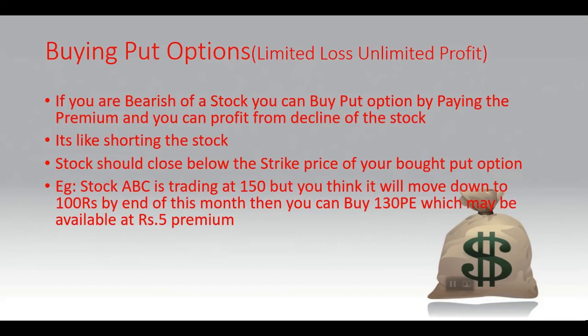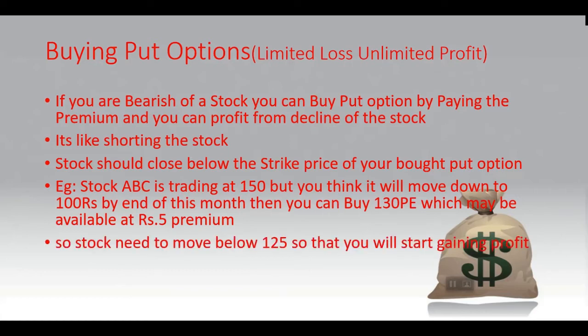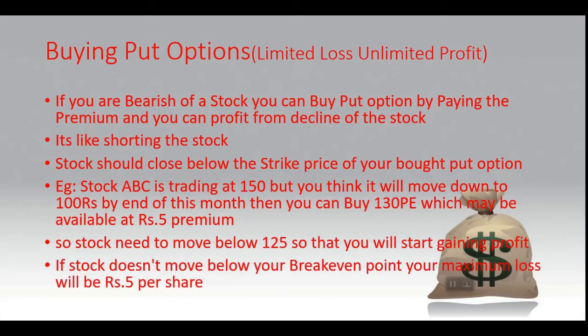Here the stock needs to move below 125 so that you will start gaining a profit. If the stock doesn't move below your break-even point, your maximum loss will be rupees 5 per share. I'll explain the break-even point in later slides. For buying a put option, the premium you have paid, rupees 5, is the maximum loss you are going to make per share. Let's say the stock's lot size is 1000; then if you are paying 5 as a premium, your maximum loss is only 5000 in that particular trade.